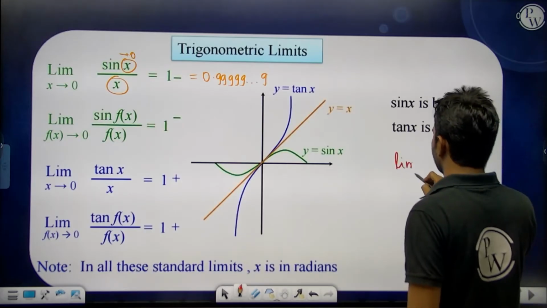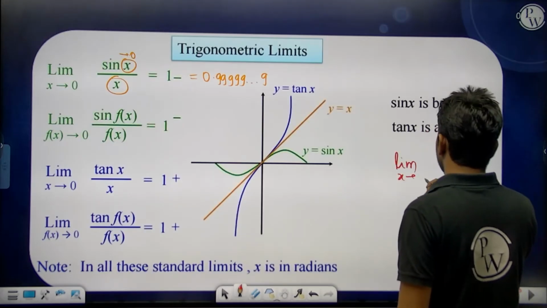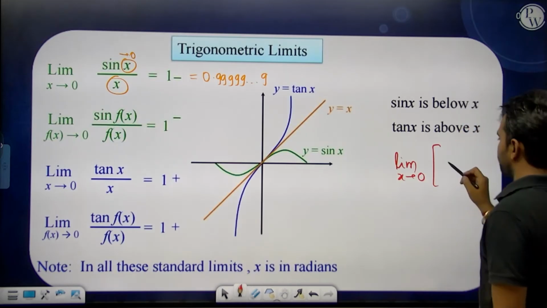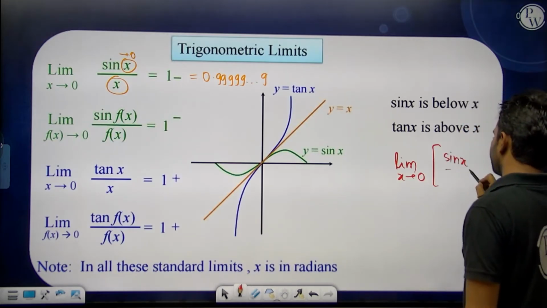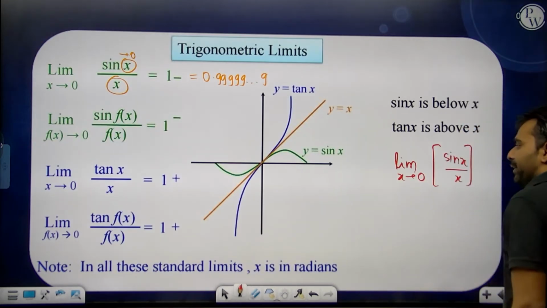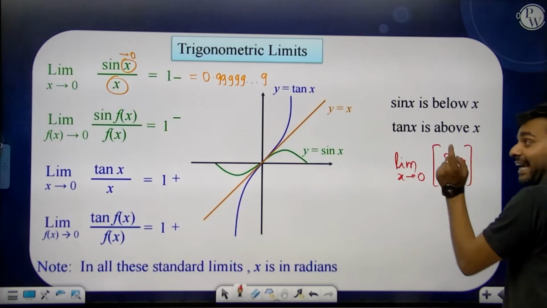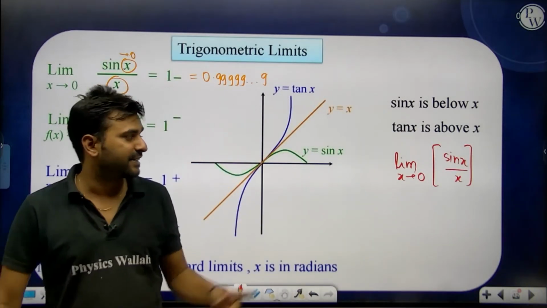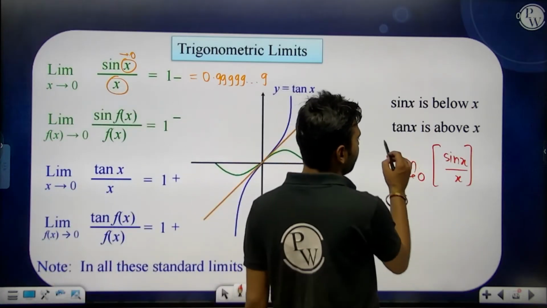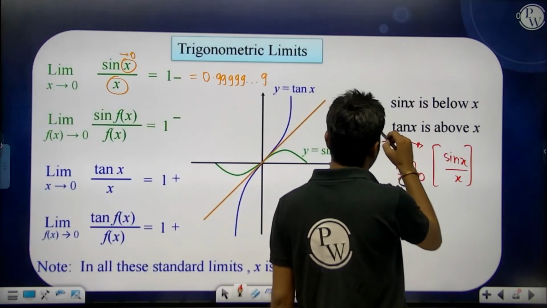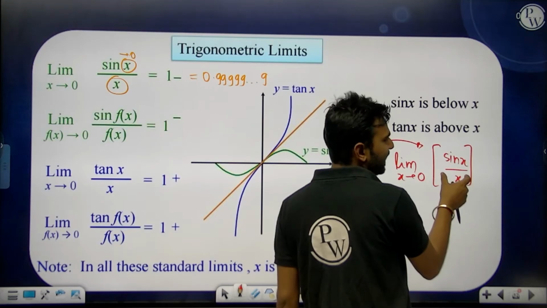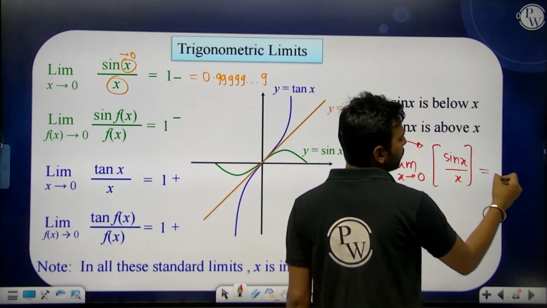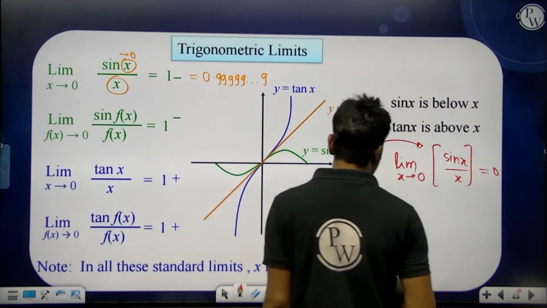Why we are studying this is, if I ask you limit x tending to 0, sin x upon x, then you can feel that this value is slightly lesser than 1. So what is the value? This is the greatest integer function, GIF. Since this value is slightly lesser than 1, the greatest integer value is going to be 0. So over here the answer is 0.